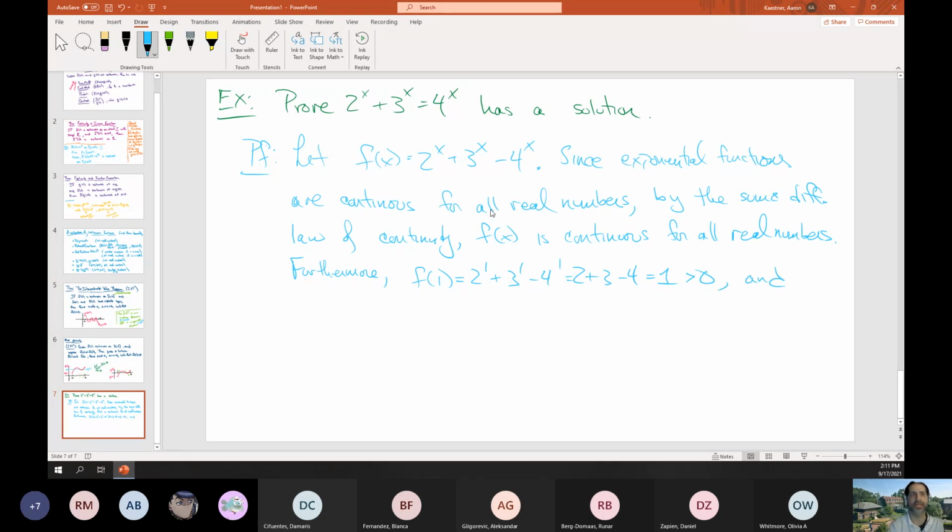And now I need to find a value that's negative, and so I need to make this 4 to the x bigger. And since 4 is bigger than 2 and 3, this 4 to the x as an exponential function is going to grow faster than 2 to the x and 3 to the x. So I just need to pick a bigger value for x. And in this case, 2 actually works because 2 squared plus 3 squared minus 4 squared, right? That's 4 plus 9 minus 16. So 13 minus 16 is negative 3, which is less than 0.